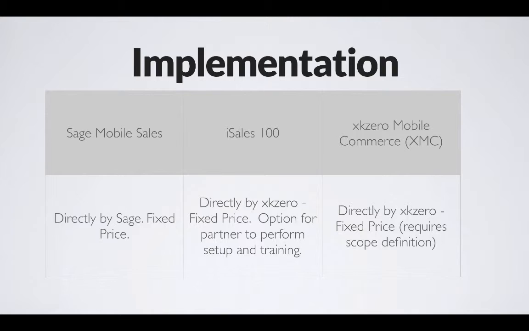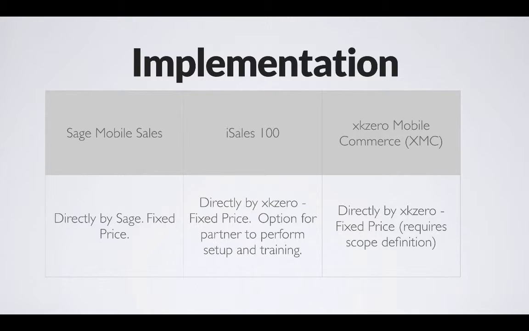In terms of implementation between them, Sage Mobile Sales is implemented directly by Sage, and they have a fixed price for that. It's a scale, based on the numbers of companies and things of that nature, but it's a fairly nominal price. xkzero Mobile Commerce, iSales 100 is also implemented directly by xkzero. We do fixed price for that. Also a fairly nominal fee for doing that.